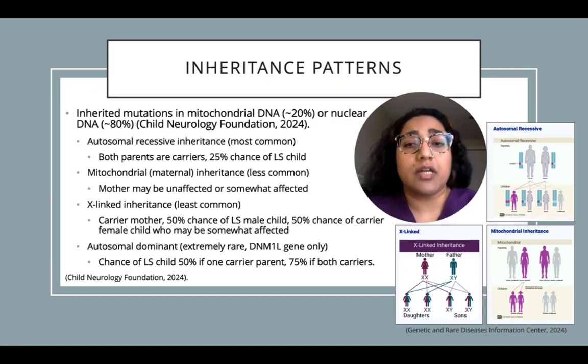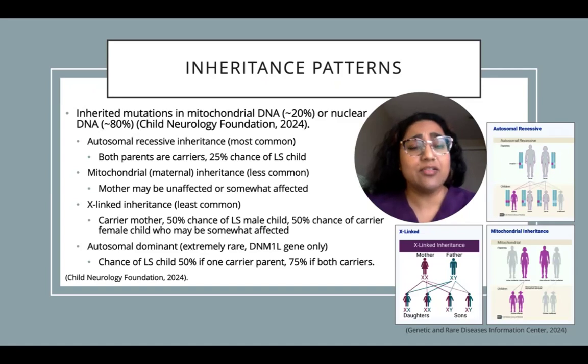codes for a GTPase involved in mitochondrial cell division and embryonic development. A single defective copy from either parent will lead to LS, with 50% chance of an LS child if one parent is a carrier and 75% if both parents are carriers.